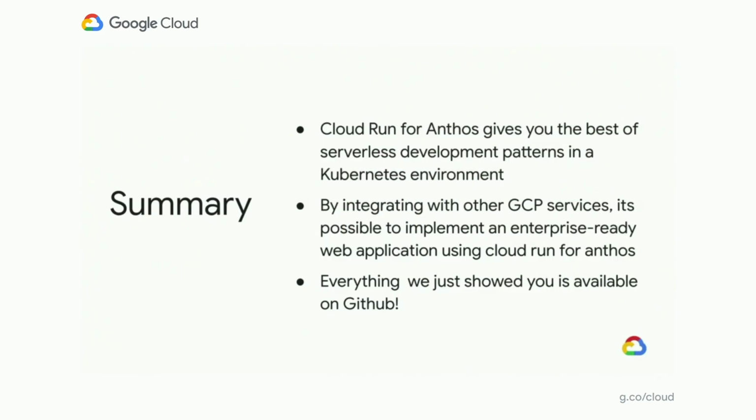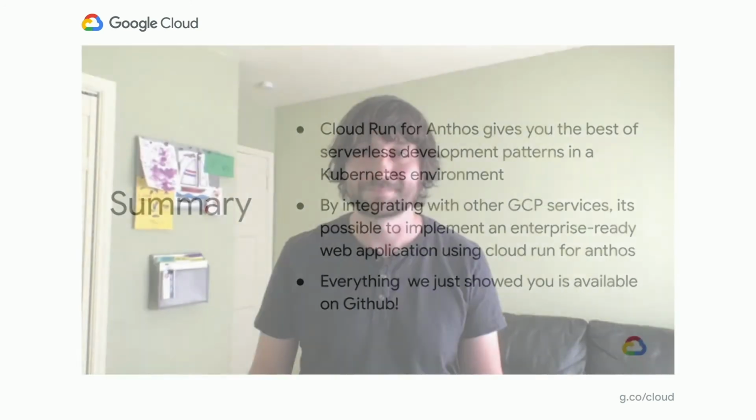So to sum everything up, Cloud Run for Anthos gives you the best of serverless development patterns in a Kubernetes environment. By integrating with the suite of other GCP services, it's possible to implement an enterprise-ready web application using Cloud Run for Anthos and the rest of the Anthos and GKE ecosystem. And finally, everything we just showed you is open source and available on GitHub for you to try and deploy into your own GCP environment.